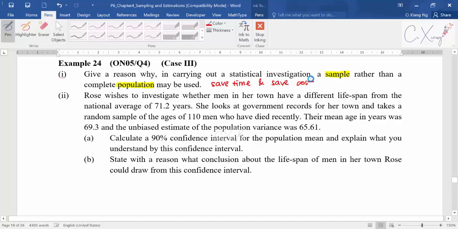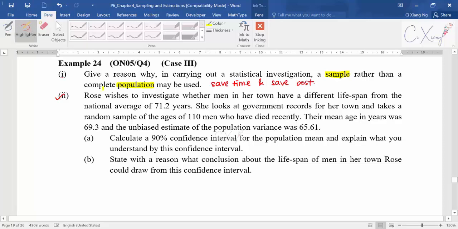Okay, can you imagine or not? Because a sample is a smaller group, so you just take a sample in a smaller group and then you investigate the data in it, instead of you needing to collect all the data from a very big population. So you save time and also save cost. All right. Okay, so now we go to part number 2.